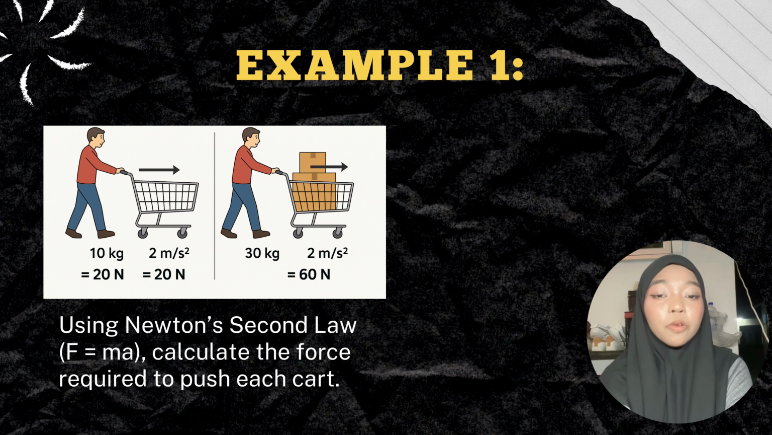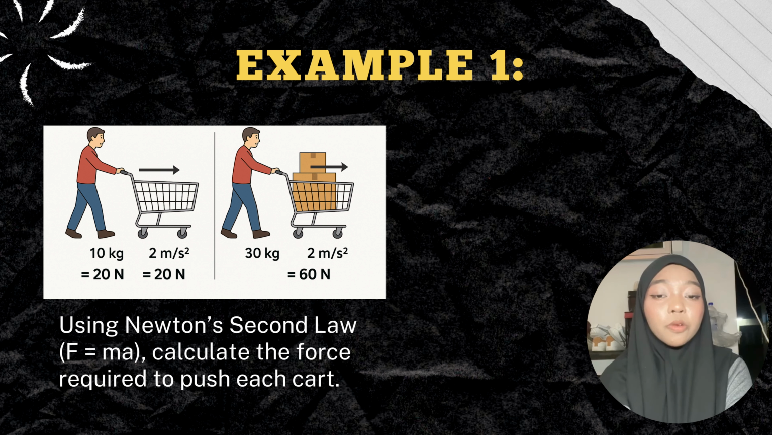In contrast, the second scenario involves a full cart with a mass of 30 kg but the same acceleration of 2 m/s². Using the formula again, F equals 30 multiplied by 2, we get 60 newtons. This means that to push the full cart at the same rate, you need 3 times more force than for the empty one. This clearly demonstrates Newton's second law in real life. The greater the mass, the greater the force needed to accelerate it at the same rate.